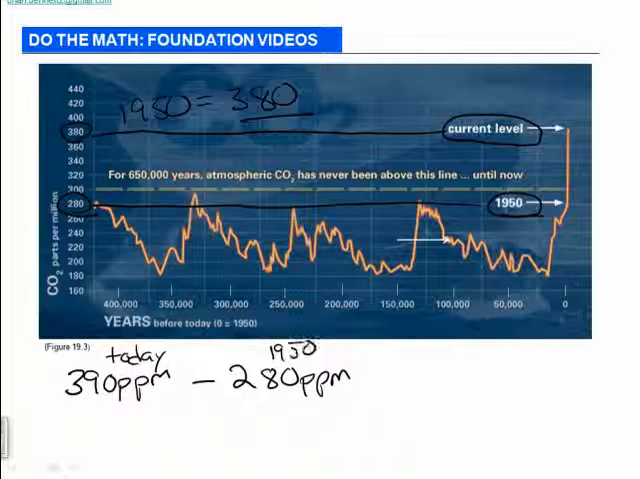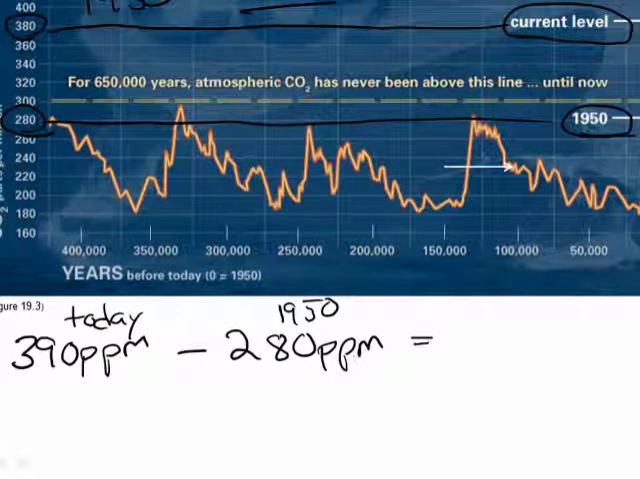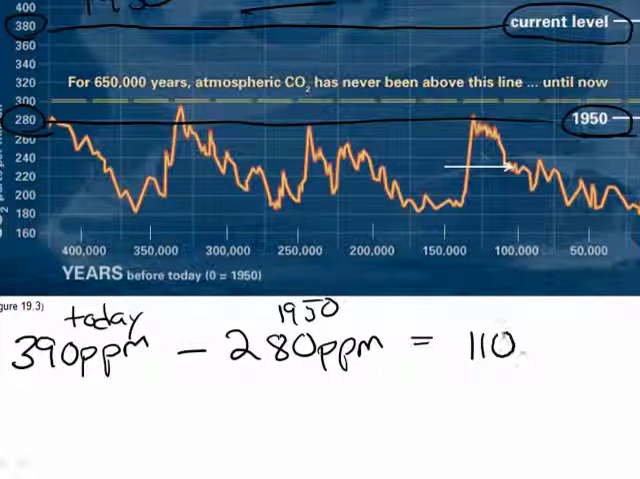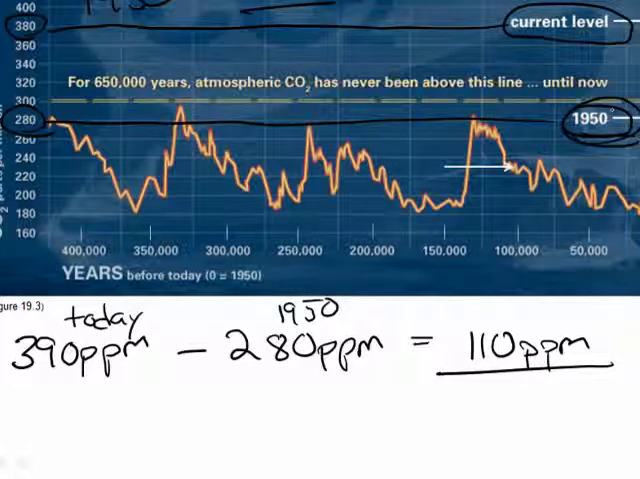Well, folks, I'm doing the math right here. I'm going to simply subtract these two numbers. So the difference between 1950 and the current level is the difference between these two numbers. 390 minus 280 is 110 parts per million. So the difference, or the net change, between 1950 and the current level is 110 parts per million.